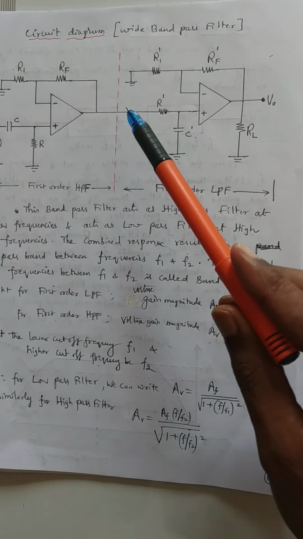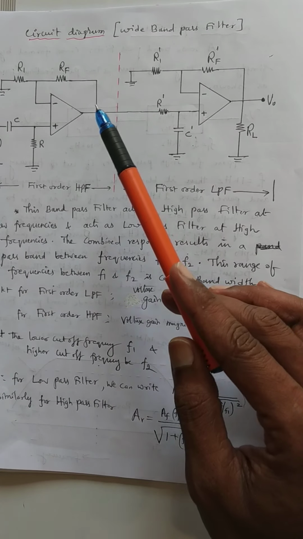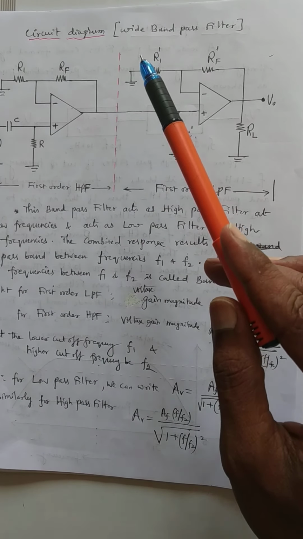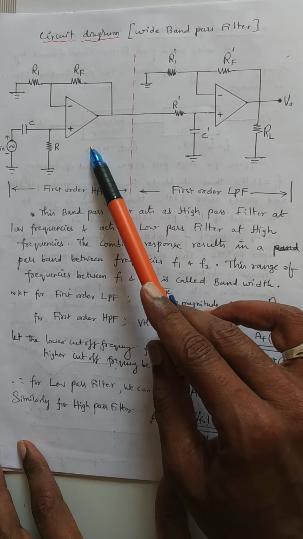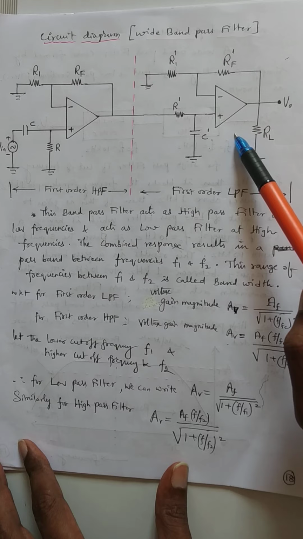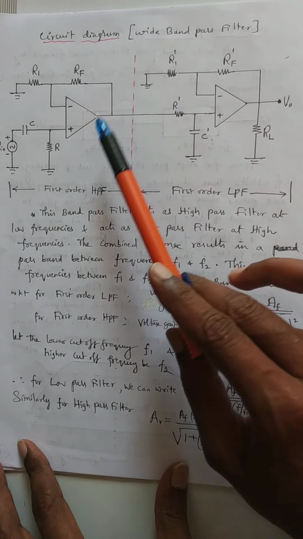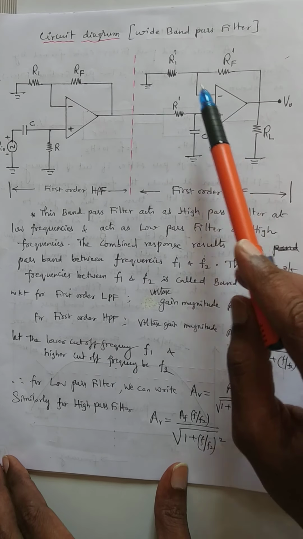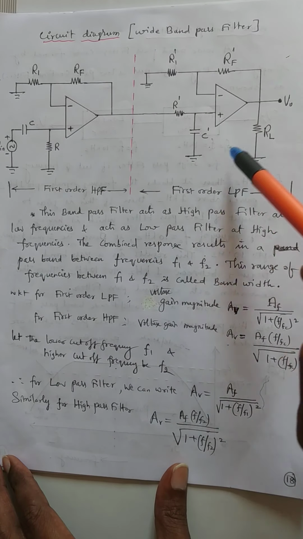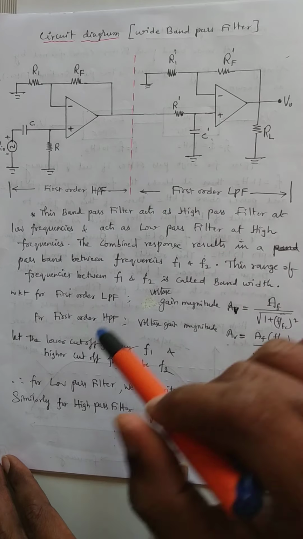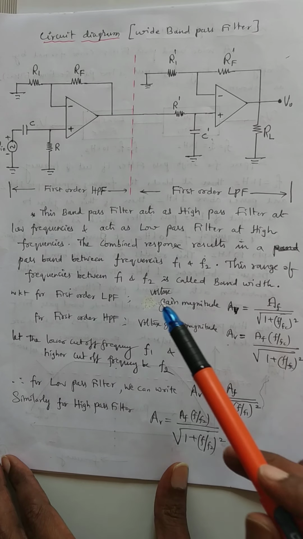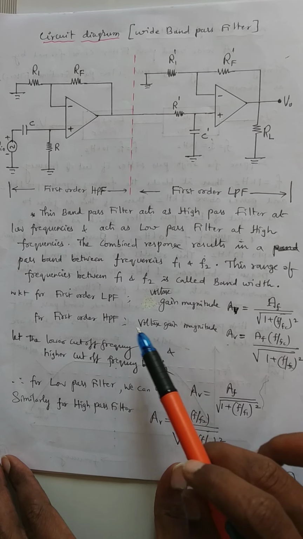Now this is the circuit diagram for a first order band pass filter. So this is first order high pass filter circuit, already we discussed. This is the first order low pass filter. So both are connected in cascade. Then this results in a band pass filter. Already I explained the concept. Now we need to discuss only the gain equation here.